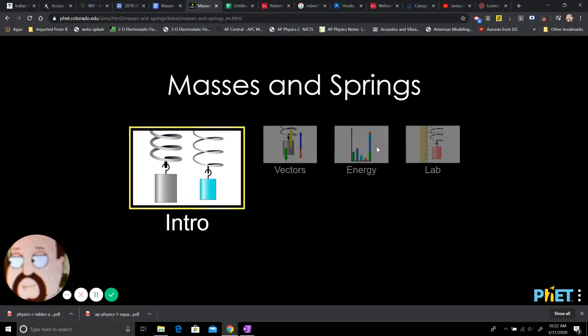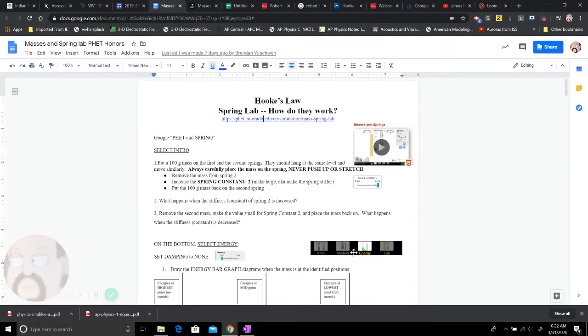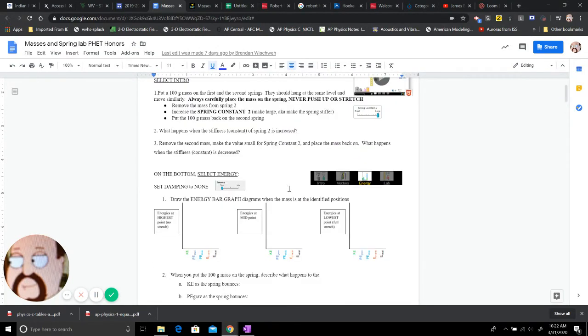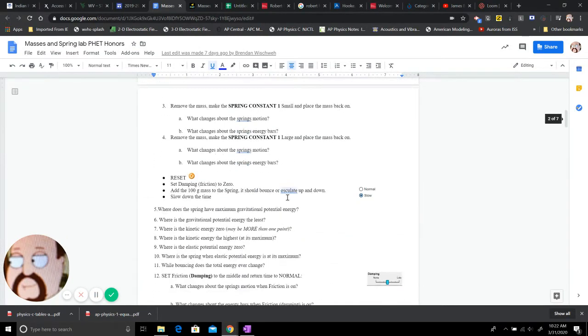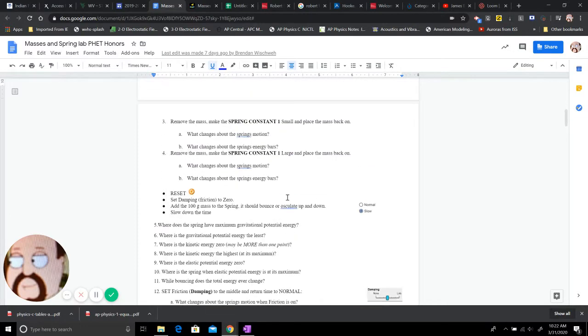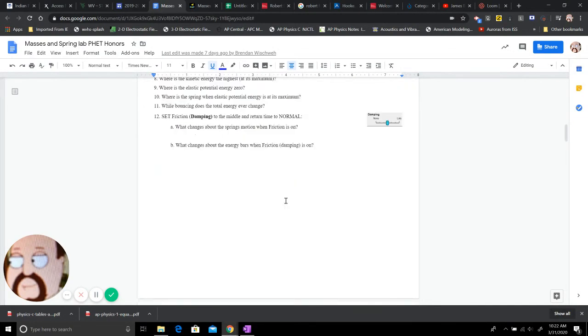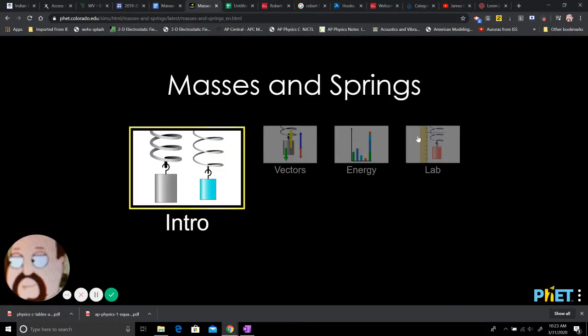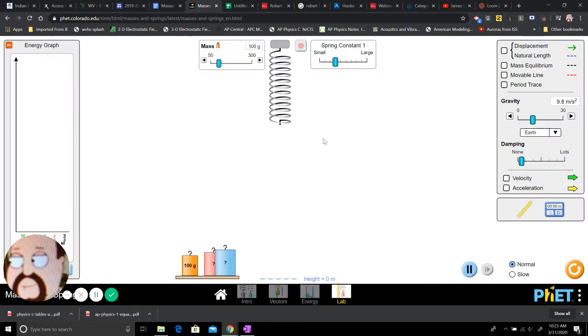I'm going to jump right past this introductory part, messing around with it and looking at generally what's happening with a mass on a spring, and jump right to this second part where we're actually doing the lab, taking the data and deriving Hooke's law, that equation for the force of a spring. So we're going to go to the lab section here.